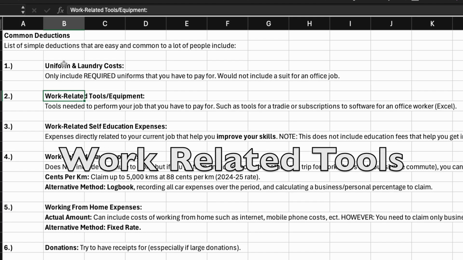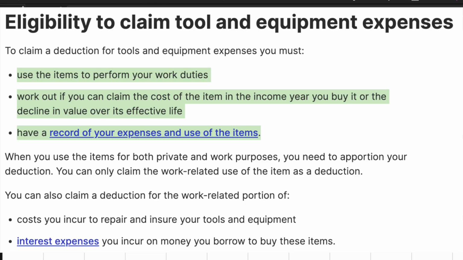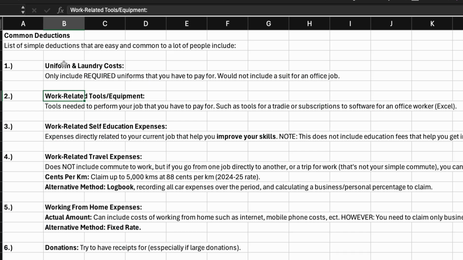Next up, we have work-related tools and equipment. If you have to purchase tools for your job that, again, you have to pay for, and they're not provided, this could include tools for a tradie or a subscription to software for an office worker, such as Excel. You can claim these as a tax deduction.